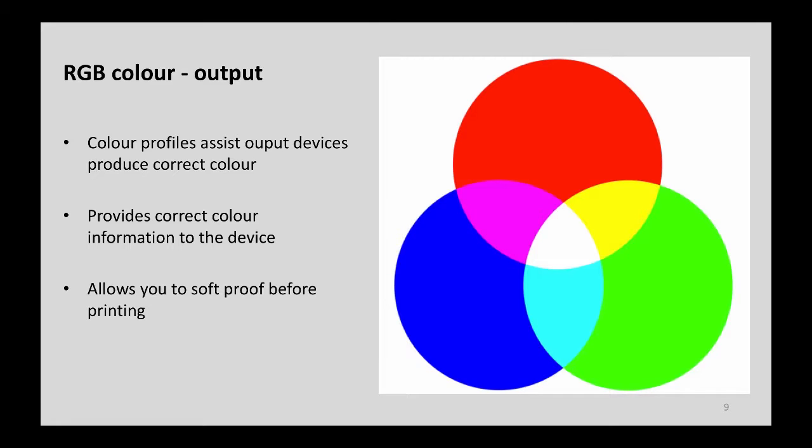So it produces color numbers which are interpreted by the device to represent true color. The biggest advantage to using profiles is that it allows you to soft proof before you go to print. So this allows you to visualize how the final image is going to appear before you go to print. And of course, at the end of the day, that means less wastage of ink and paper.